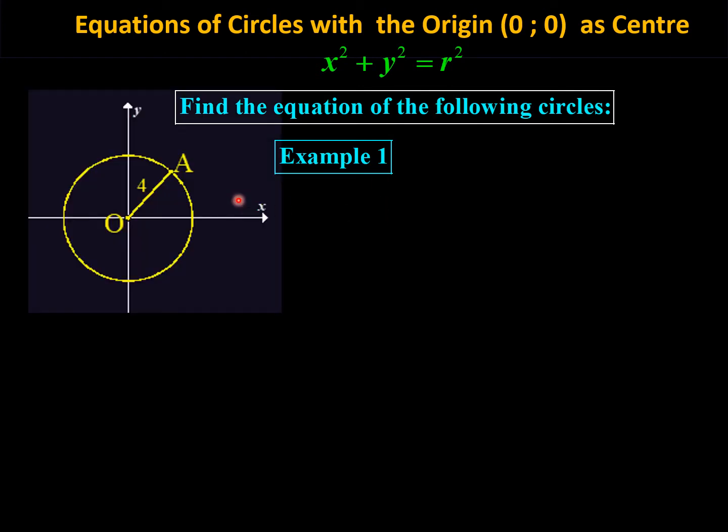Here we have a circle, so let's look at what we are given here. You see the center is at the origin, and we're giving you OA. And what is OA? OA is the radius of the circle. So we can directly apply this formula here.